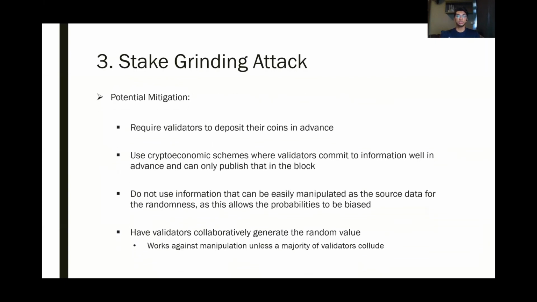Some potential mitigation strategies for stake grinding attacks would include requirements for validators to deposit their coins in advance, as well as using a scheme where they commit to information far in advance and can only publish that specific information in the block. This thereby prevents them from modifying the block headers to manipulate the probability of them winning a block. They can also use information that is less easily manipulated to generate this randomness, or systems can even require validators to collaboratively generate the random value, thereby working against manipulation unless a majority of these validators collude.